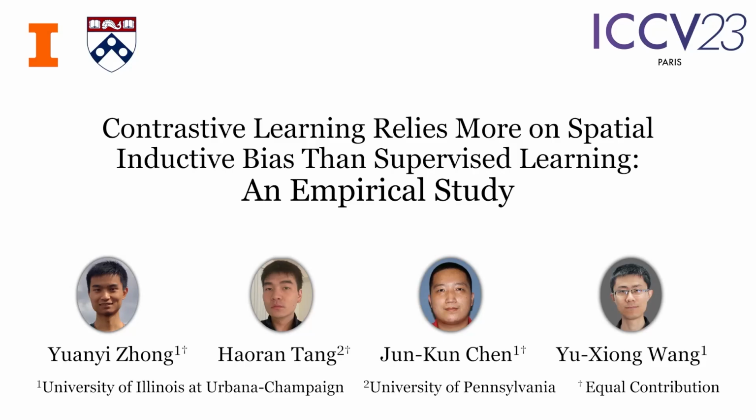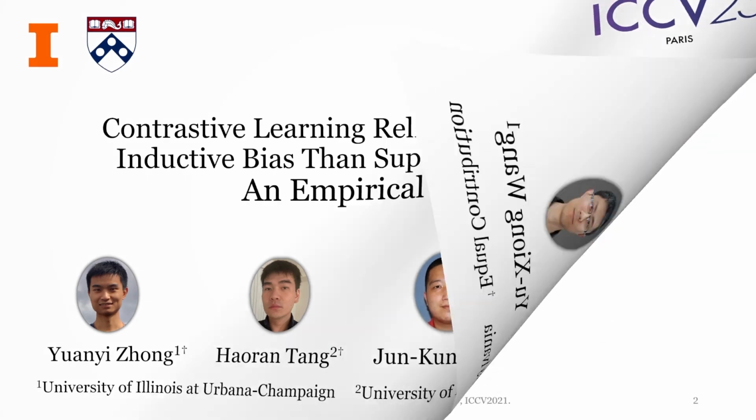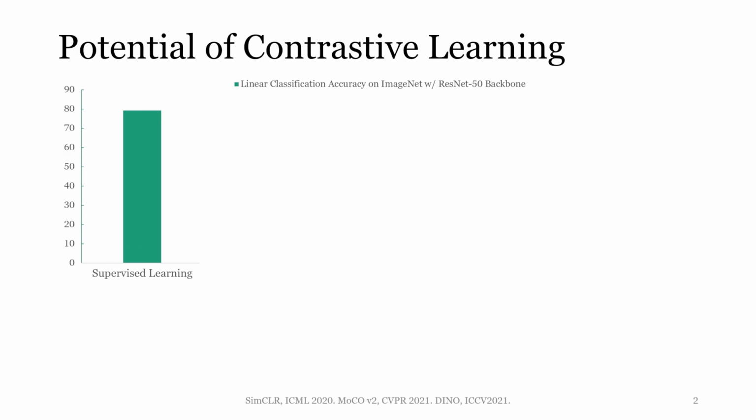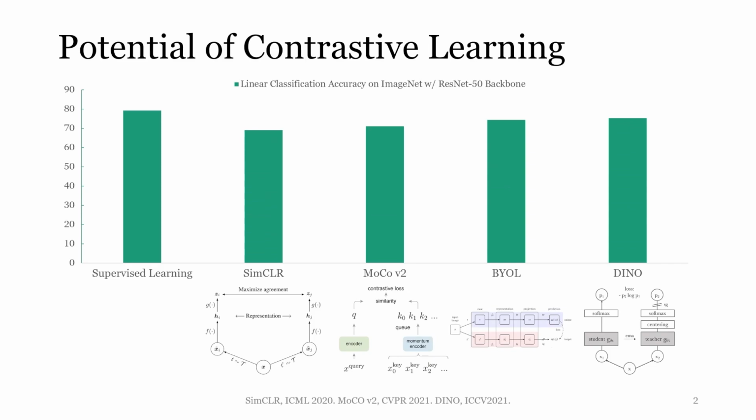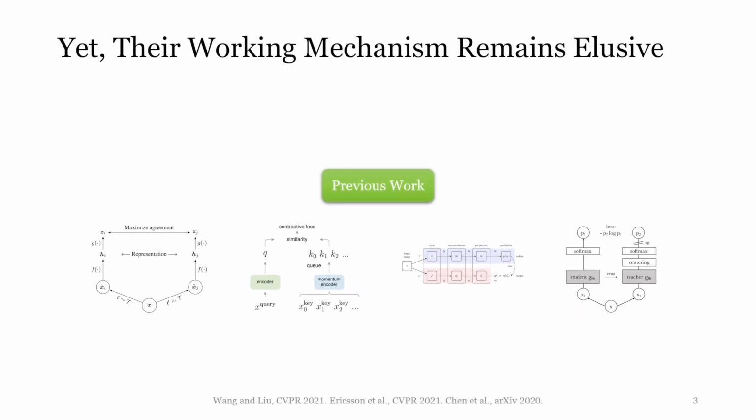I present the paper: Contrastive Learning Relies More on Spatial Inductive Bias Than Supervised Learning, an Empirical Study. Self-supervised contrastive learning has shown tremendous potential in learning generalizable representations from unlabeled datasets, achieving comparable and even higher accuracy than supervised learning in various tasks. This inspires a lot of work aiming to understand how contrastive learning works.